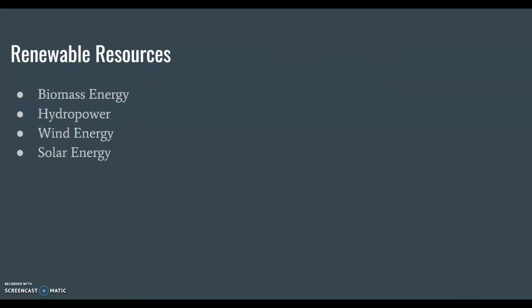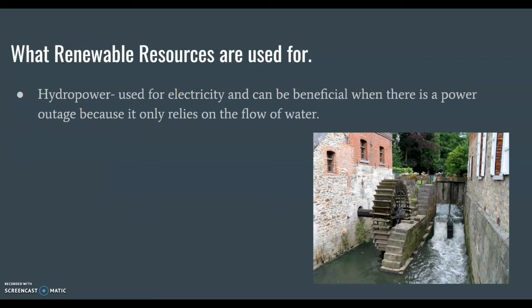Renewable resources include biomass energy, hydropower, wind energy, and solar energy. There are a few other renewable resources, but these are the main four that we primarily use. Hydropower is used for electricity, obviously, and can be beneficial when there's a power outage because it only relies on the flow of water. So you don't have to worry about whether you are able to burn anything or have something readily available to use for energy.